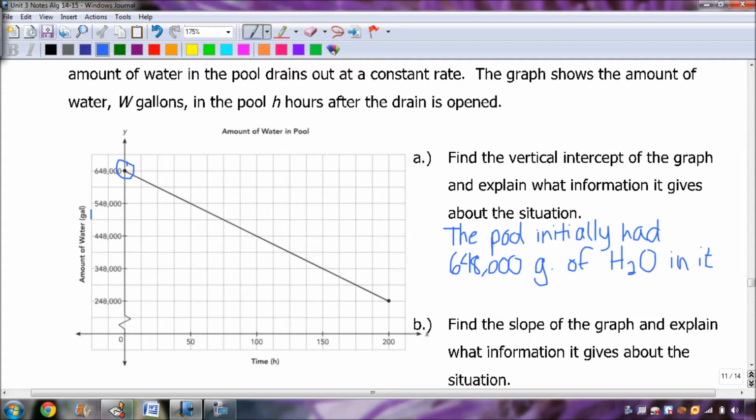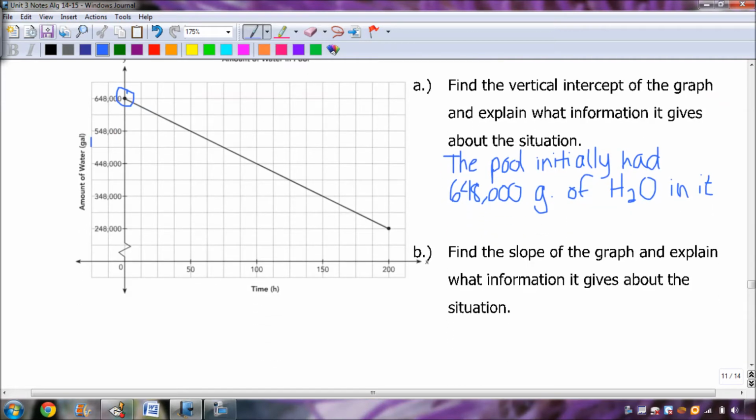Okay. All right, now question B, find the slope of the graph and explain what information it gives about the situation. Now remember, when you find slope, you can just do rise over run if it's just given to you as a graph. You don't have to do any extra work. So I can use this as my starting point and I can use this as my ending point. So how much was the rise? How much was the run?